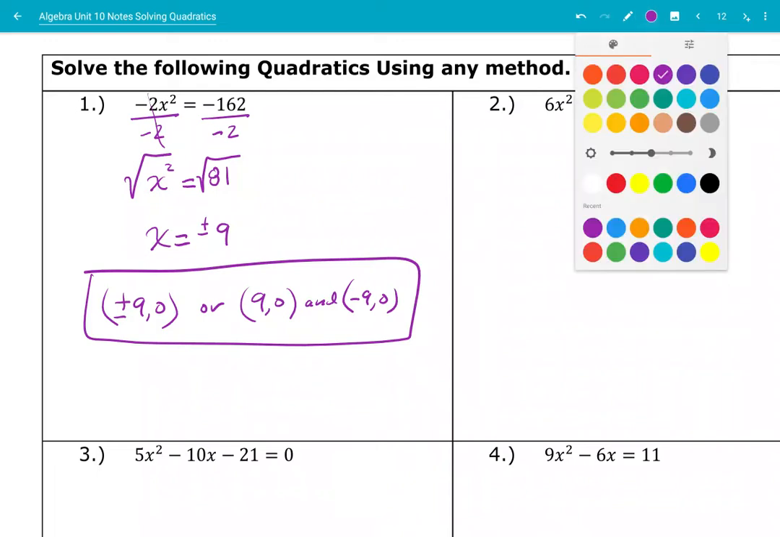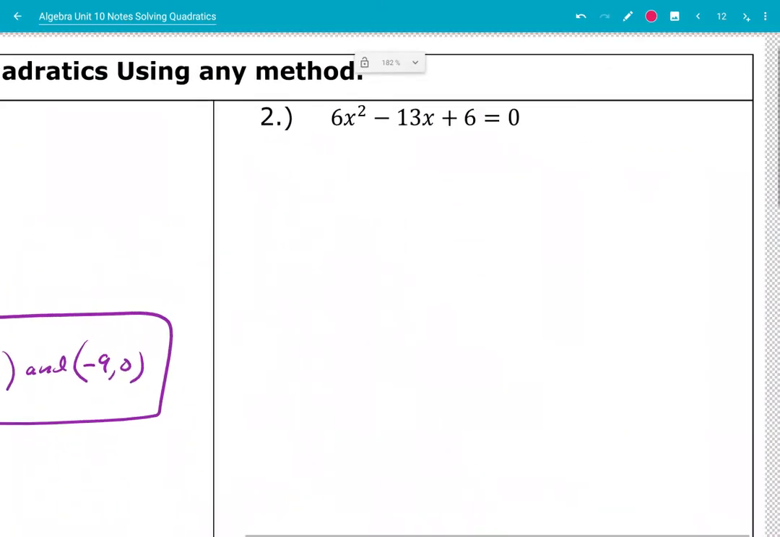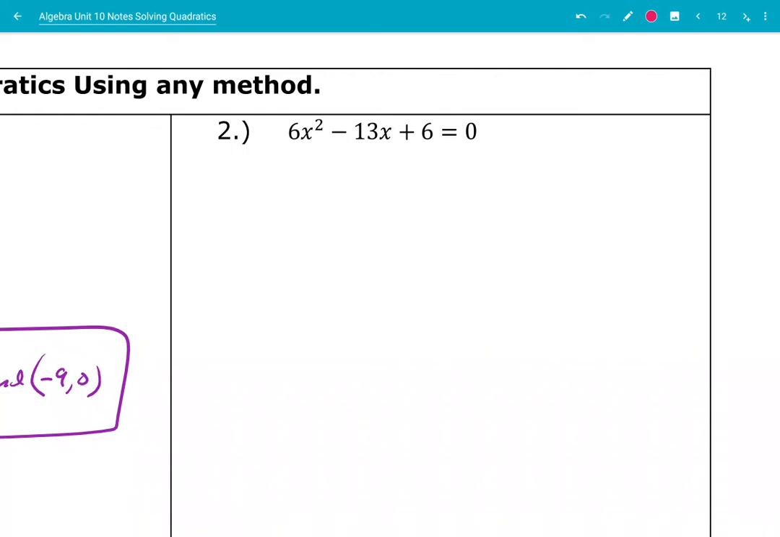Okay, let's see. What do I want to do with this next one? Let's try factoring. That's probably factorable. Let's see. A times C is 36, and you got minus 13 on the bottom. Let's see. 2 factors of 36. Well, 6 and 6 won't work. 2 and 18. No, that doesn't work. Let's try a 9 and a 4. Yeah. 9 times 4 is 36. I need to add these together to get a negative 13, though. So they're both going to be negative.